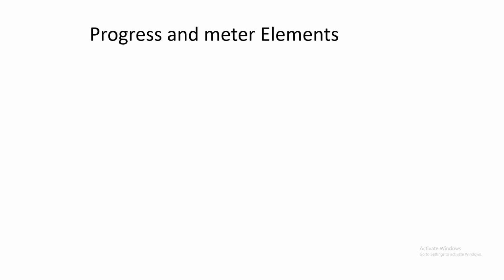Today I am going to talk about progress and meter elements. The progress and meter elements are designed for output data that is developed by JavaScript. These elements are designed to display data in progress bar or meter form. This is good semantically, and these elements also make it easier to display the data graphically.